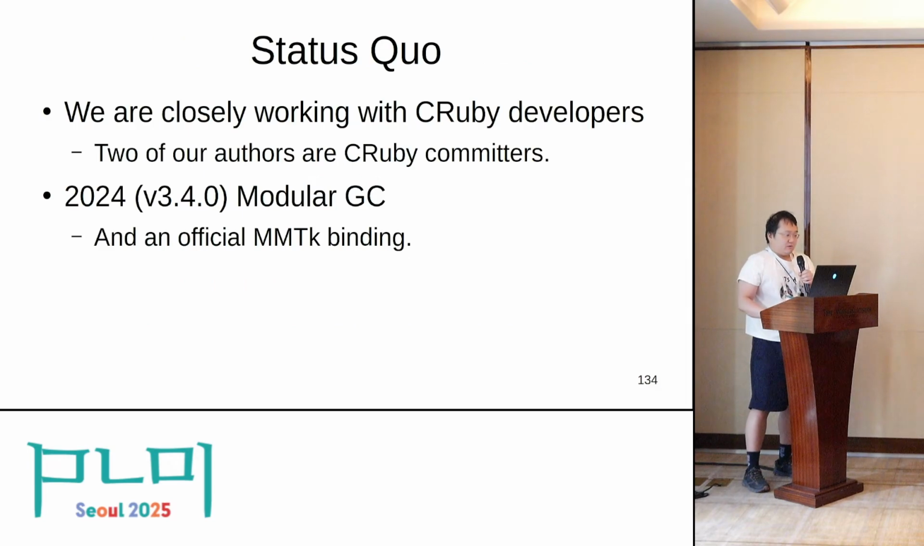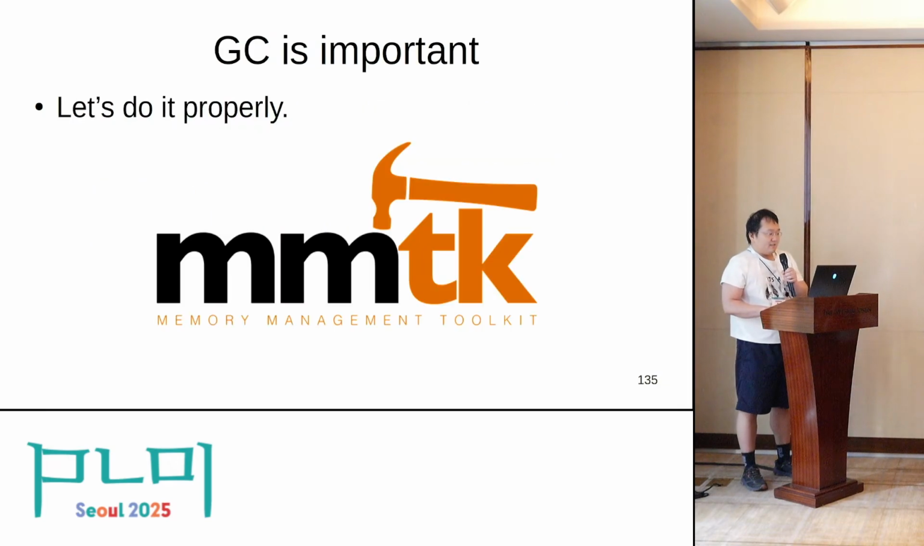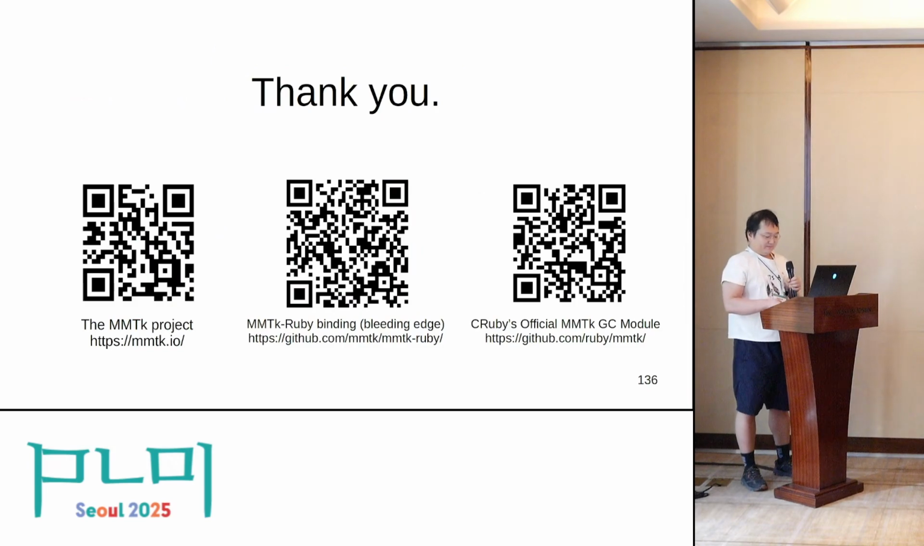And the status quo: we are closely working with CRuby developers, and in fact, two of our authors are CRuby committers. In version 3.4, CRuby finally got an official modular GC API and official MMTK binding. So let's end this talk by saying GC is important, and let's do it properly. Thank you.